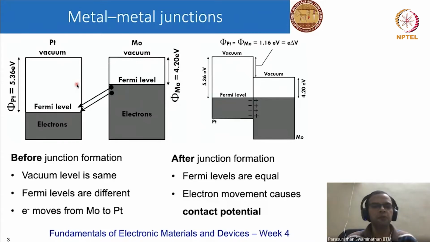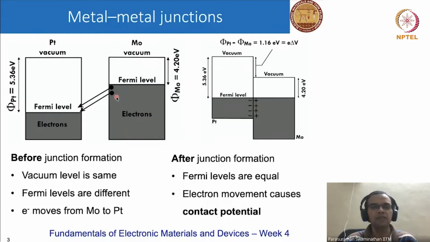When we put platinum and molybdenum together to form a metal-metal junction, we say that at equilibrium, the Fermi levels line up. One way to understand this is to say that electrons from molybdenum, which are at a higher energy level, move to platinum to occupy all of these empty states. So at equilibrium, the Fermi levels tend to line up.